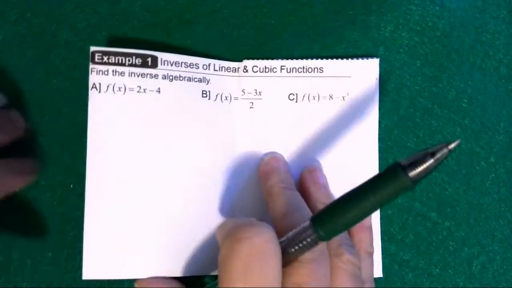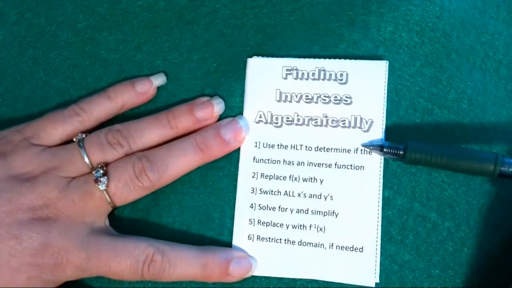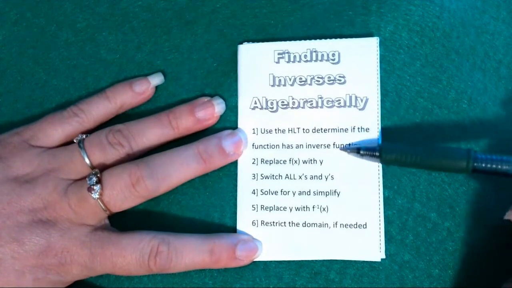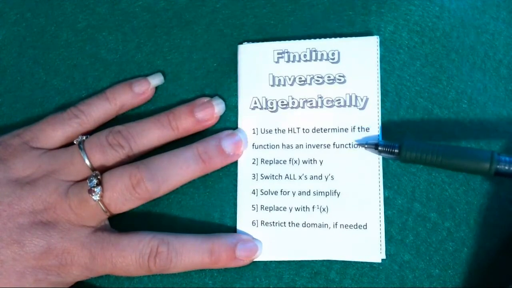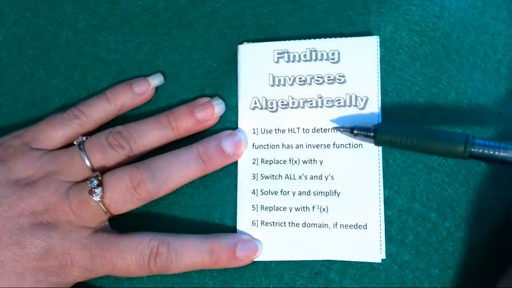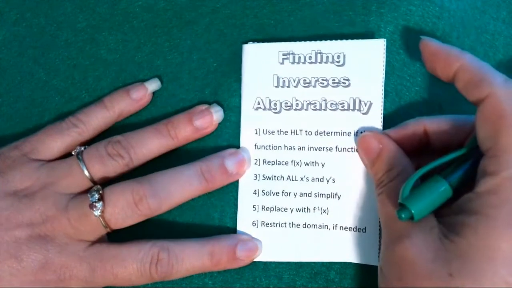So in example 1, we're looking at inverses of linear and cubic functions. And our step 1 that was on the front was to use the horizontal line test to determine if the function has an inverse. And the reason we do that first is because if the function doesn't have an inverse that's also a function, then there's no point in trying to find the equation of the inverse. So we always do that first just to make sure we're not wasting our time.